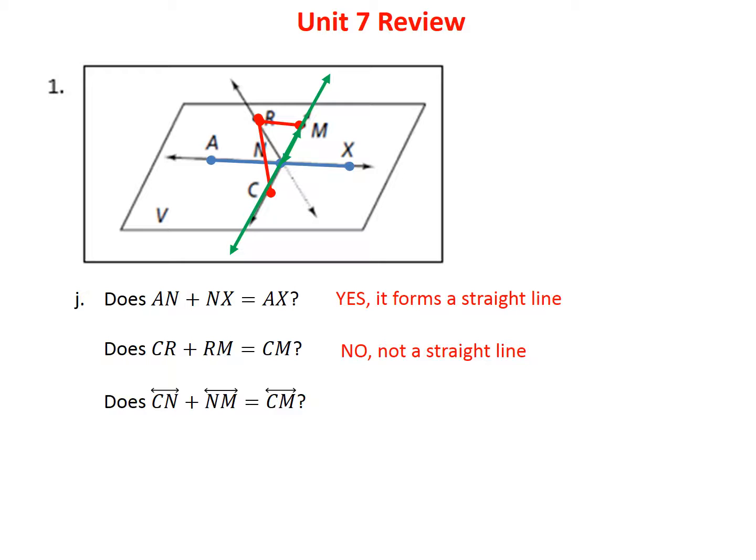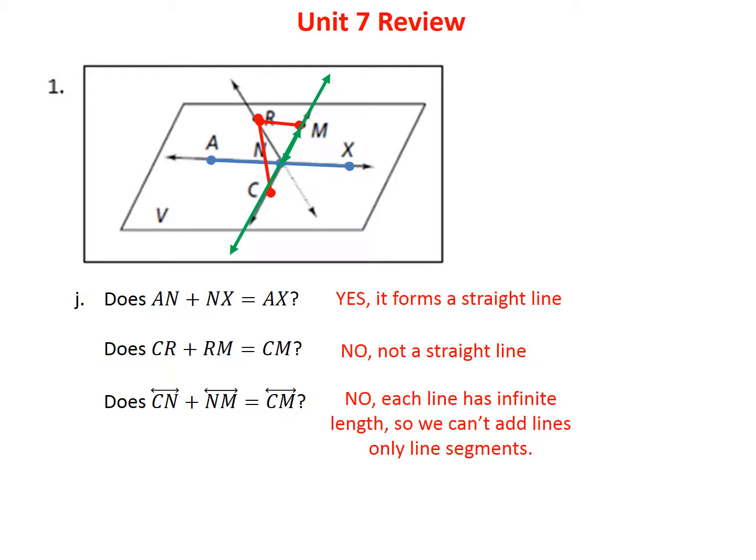And as a result, we can't add two infinite things. And so no, each line has infinite length, so we can't add the line segments to make other lines. We can only add line segments, not lines. All three of those are actually the same line.